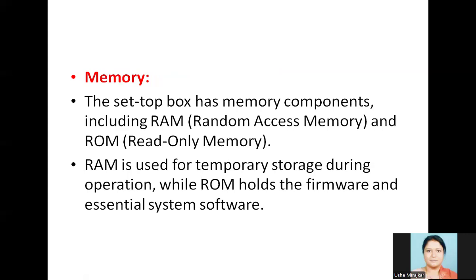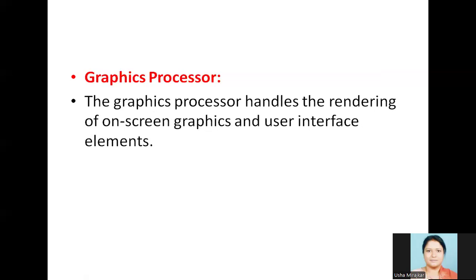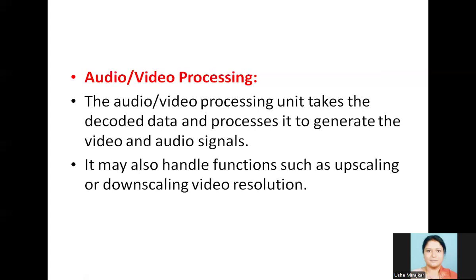The memory of the set-top box has memory components including RAM and ROM. RAM is used for temporary storage during operation, while ROM holds the firmware or software and the essential system software. The graphic processor handles the rendering of on-screen graphics and user interface elements.